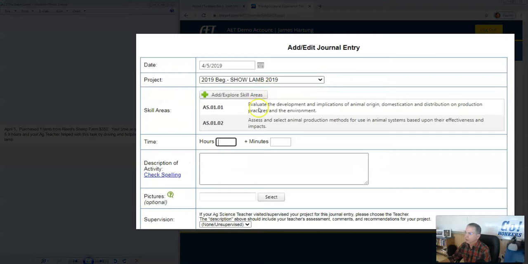There's our skill areas. 5 hours. How many minutes is 0.9 hours, 9/10 of an hour? If you will recall our shortcut, because there's 60 minutes in an hour, we can take 9 times 6. That's right, 54. 9 times 6 is 54.